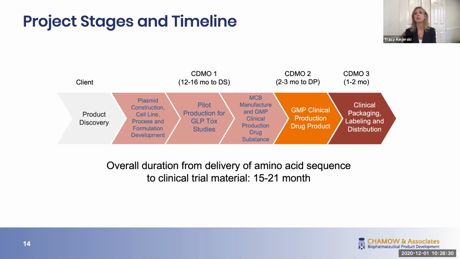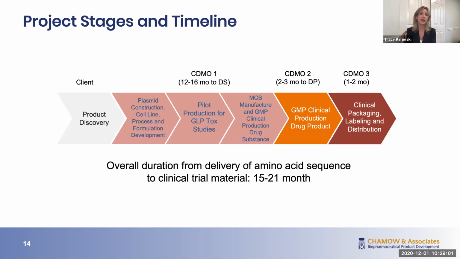Overall, the duration of a project similar to this, from amino acid sequence to generation of cGMP material, packaging, labeling, and readiness for the clinical trials, shouldn't take more than 15 to 20 months. Some CDMOs are able to accomplish this in a shorter amount of time, but it shouldn't have to go over 20 months, 21 months.